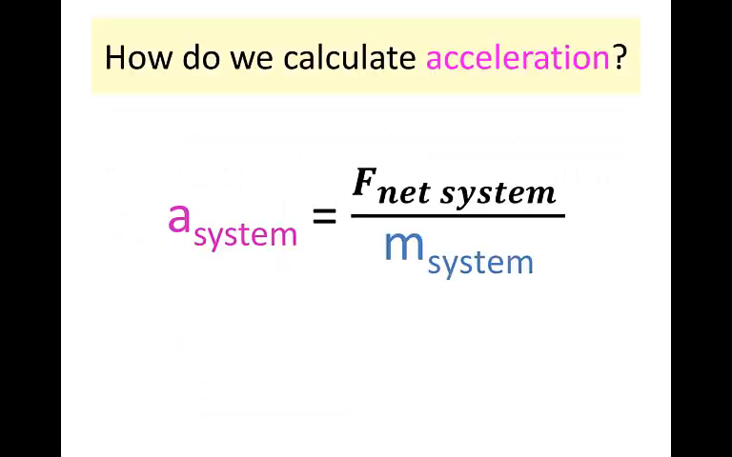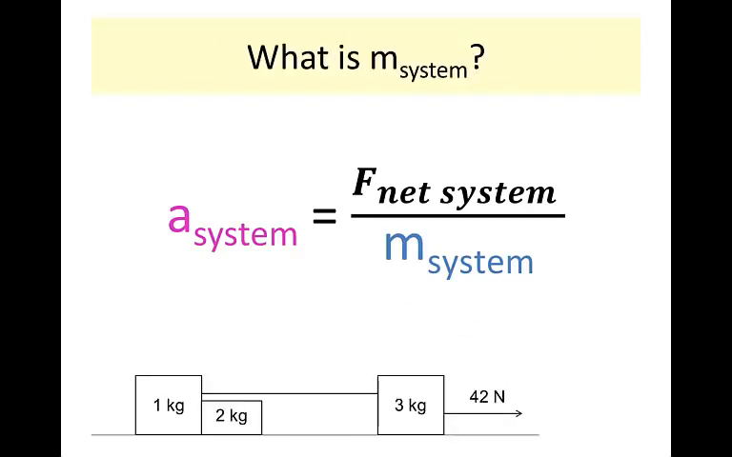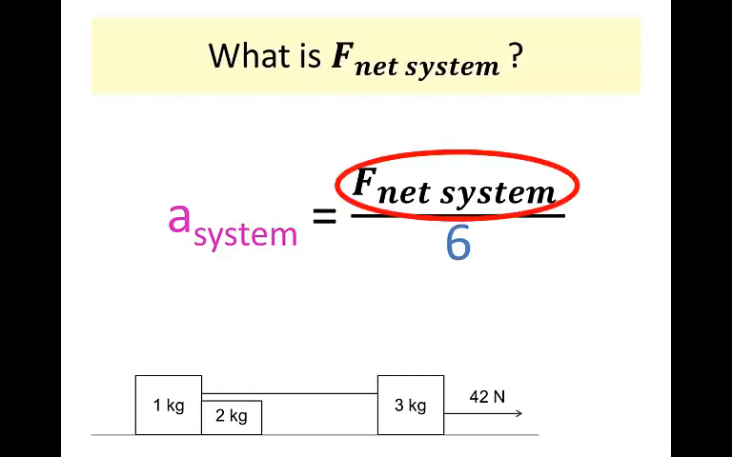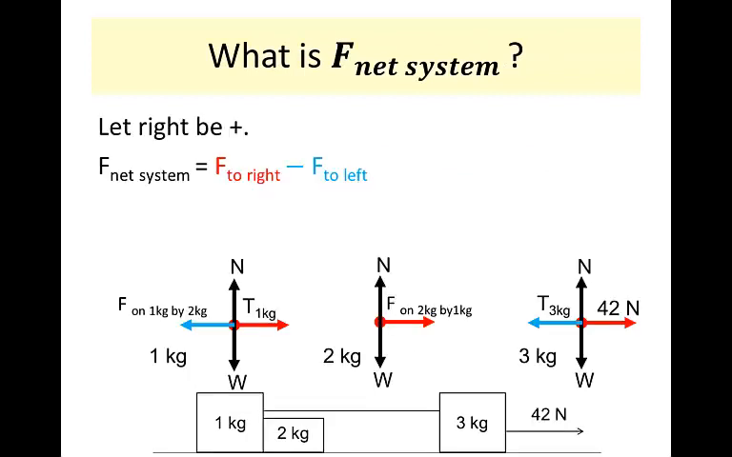Firstly, what is the acceleration of the system? This is Newton's second law equation rearranged to make acceleration the subject. We know the mass of the system. It's the sum of each of the block's masses. 1 plus 2 plus 3, 6 kilograms. But what about the net force acting on the system? How do we find that?